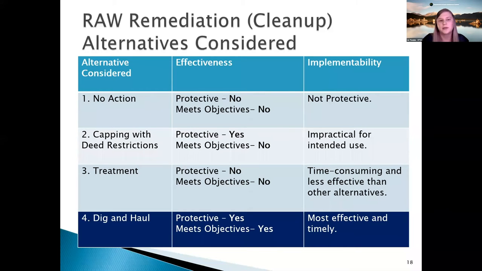The third alternative presented in the RAW is treatment. This is not very protective and it doesn't meet our objectives, as it's extremely time consuming and not as effective as capping or dig and haul would be for removing that risk. And then the fourth alternative presented in the RAW is dig and haul, and that is the one it recommends. Next slide, please.